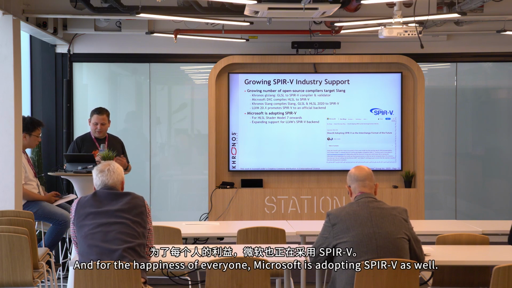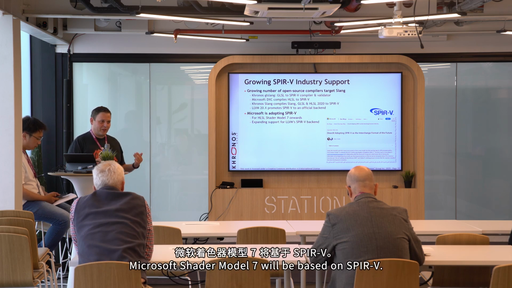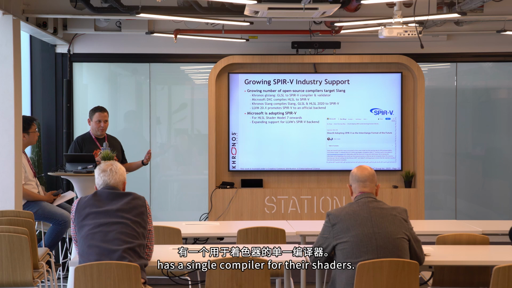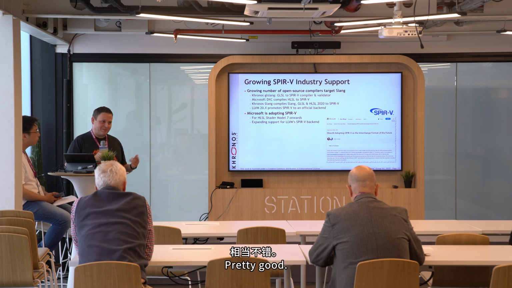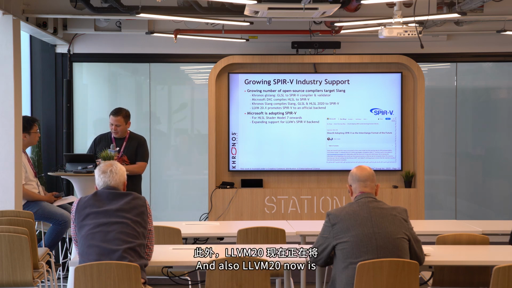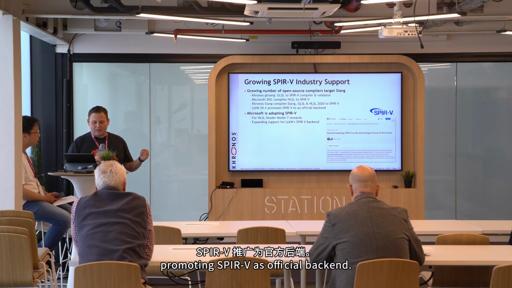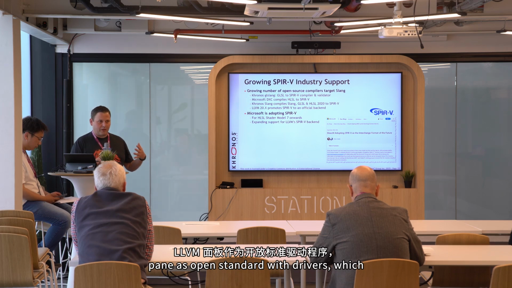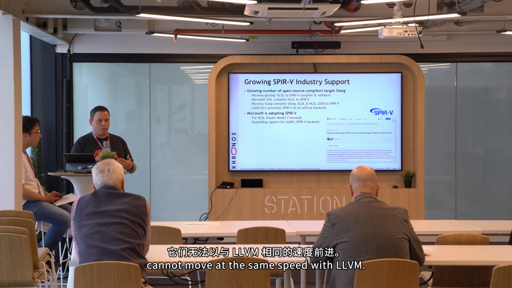And for the happiness of everyone, Microsoft is adopting SPIR-V as well. Microsoft Shader Model 7 will be based on SPIR-V, so everyone who is doing cross-platform work now has a single compiler for their shaders. Pretty good. And also LLVM 20 now is promoting SPIR-V as an official backend. So you get all the LLVM features without the LLVM pain, as an open standard with drivers which cannot move at the same speed as LLVM.